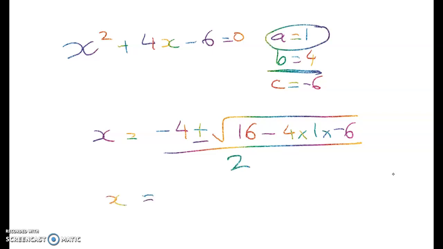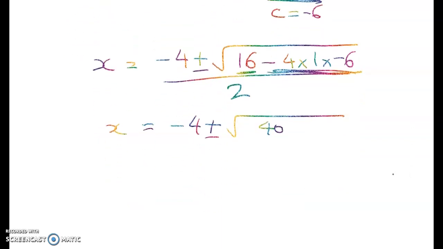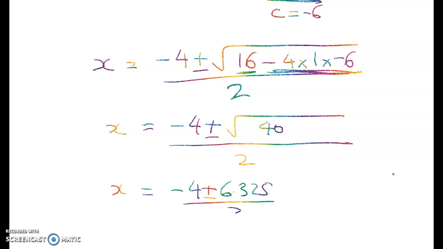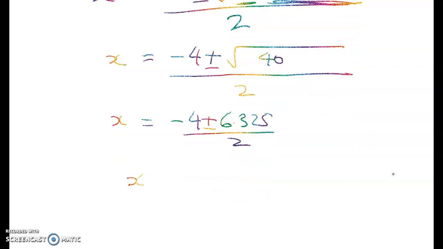So we have x is equal to negative 4 plus or minus the square root of 16 plus 24, so the square root of 40 divided by 2. That gives us x is equal to negative 4 plus or minus 6.325 over 2, and I should get these two answers. So x is equal to negative 5.162 or 1.162.